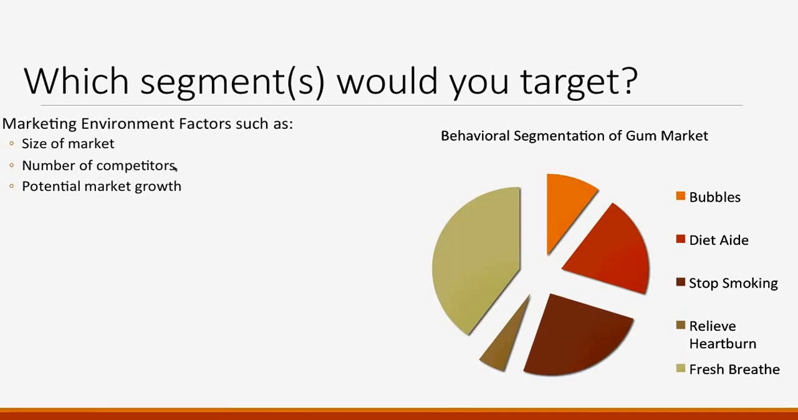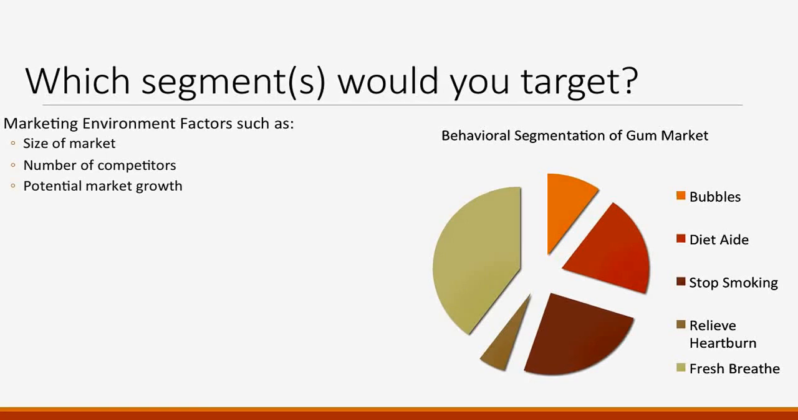However, there might be many competitors in that particular market. So while this is the largest market, if you have 10 competitors in this particular market, your share of that segment might actually be smaller than if you targeted a very small segment for which you were the only competitor, like the heartburn relief market. So one thing to consider in deciding which market to target is the size of the market and the number of competitors in that particular segment.